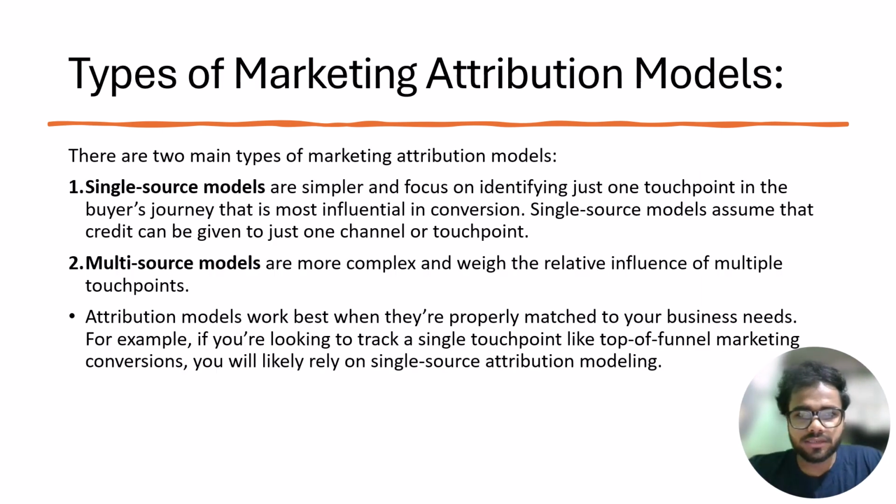So now let's discuss more about the types of marketing attribution models. We have two types of marketing attribution models. The one is single source models and another one is multi-source models. A single source model is a little bit simpler and focuses on identifying just one touch point in the buyer's entire journey that is most influential in conversion basically. And this model assumes that credit can be given to just one channel or one touch point.